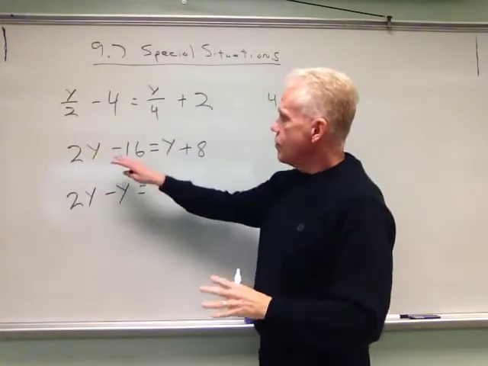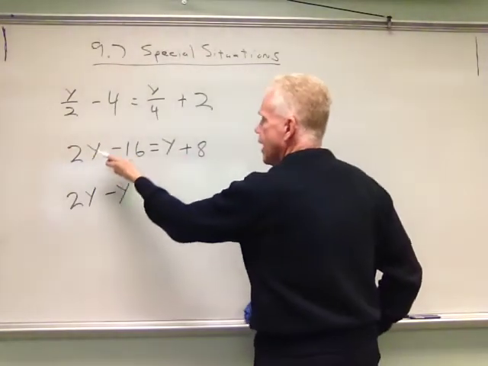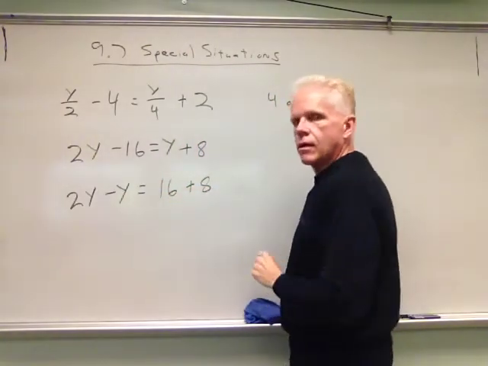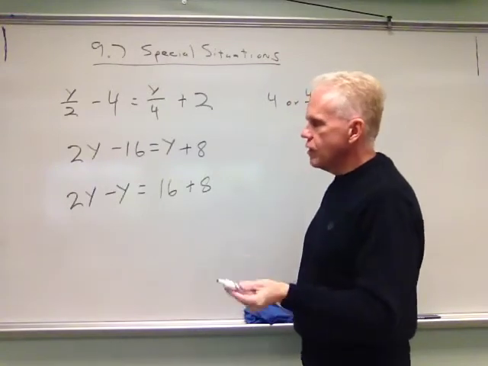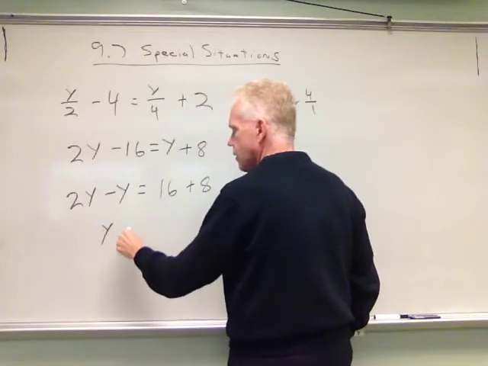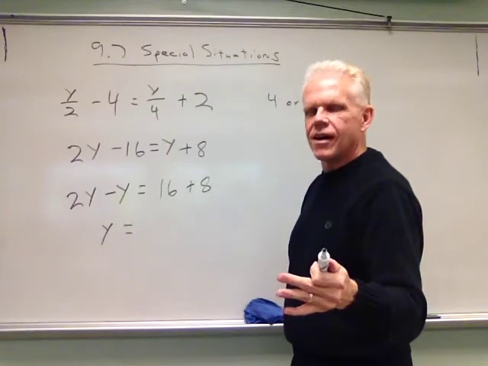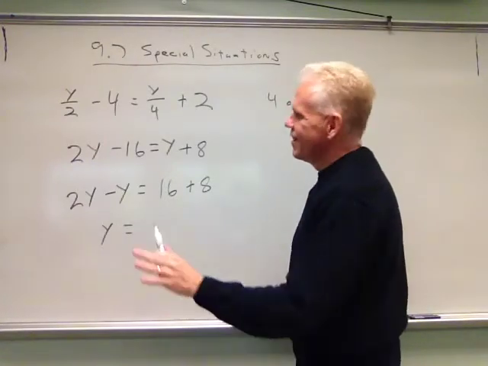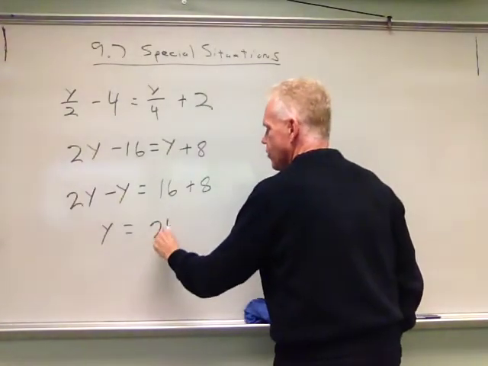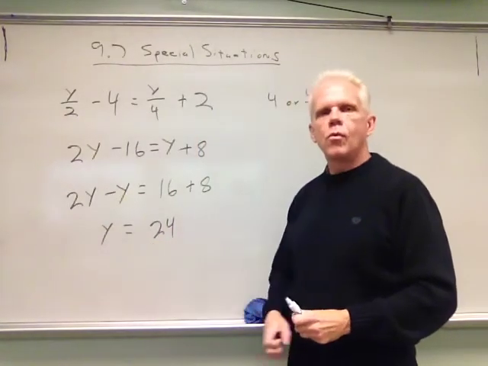If I'm going to put my y's over here on the left, then I want my numbers that aren't y's over here on the right. And so this negative 16 comes across, becomes a positive 16 plus 8. Okay? So there's my transposing. Let's simplify that. Now 2y minus y equals y. Don't worry, I'm not going to go y again. I just did though, didn't I? Sorry. 2y minus y is y, and 16 plus 8 is 24. And now we have our solution to this equation, which is 24.